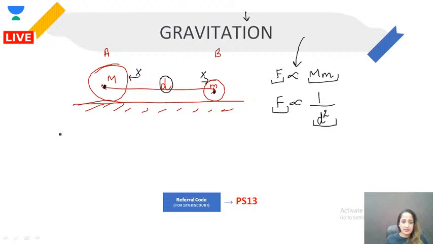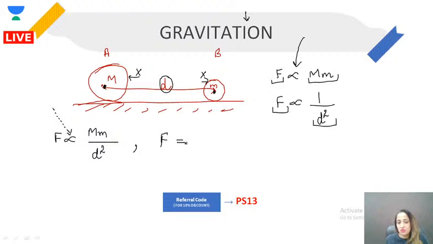So how do we write it then? We write F is proportional to the product of the masses and the square of the distance between these two balls or these two objects, whatever you want to call it. I'm just calling them balls because it's easy to understand. Now we don't like this proportionality. We want everything in an equal sign, so that it is easy to calculate.